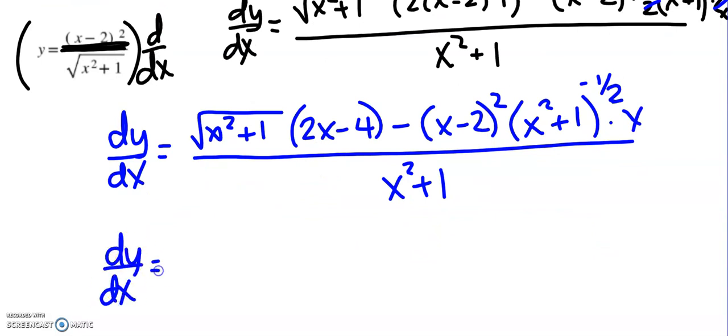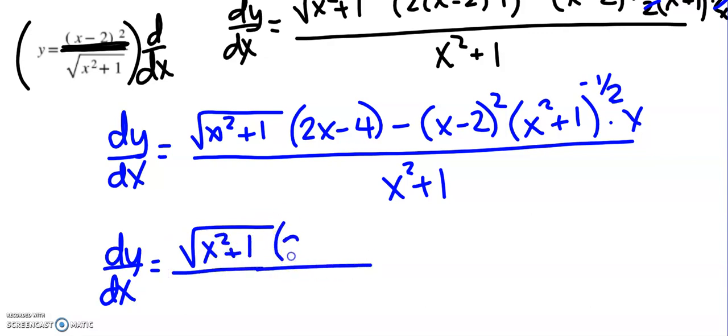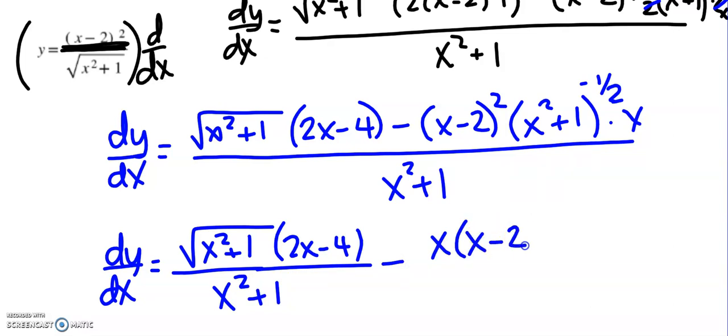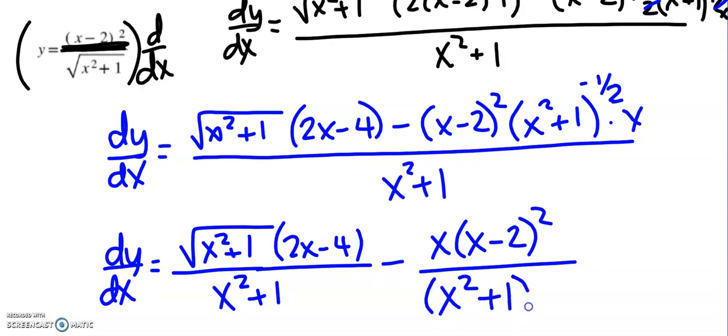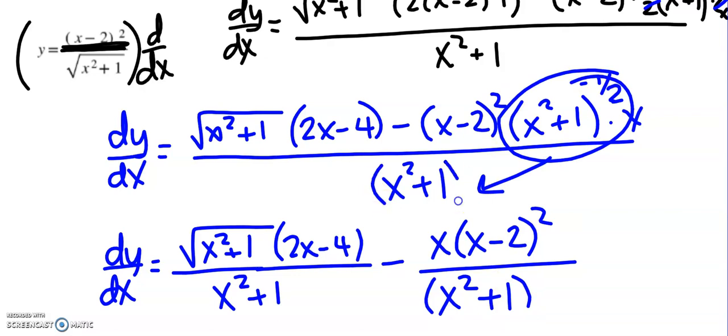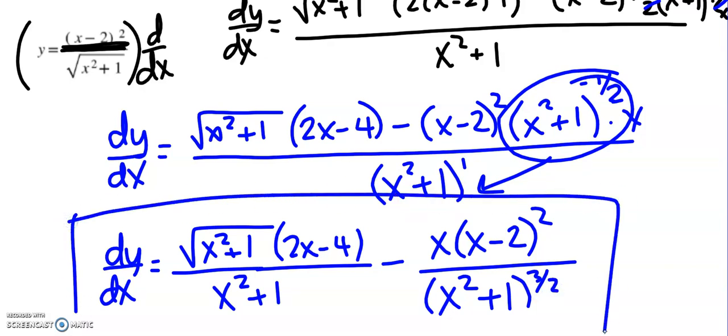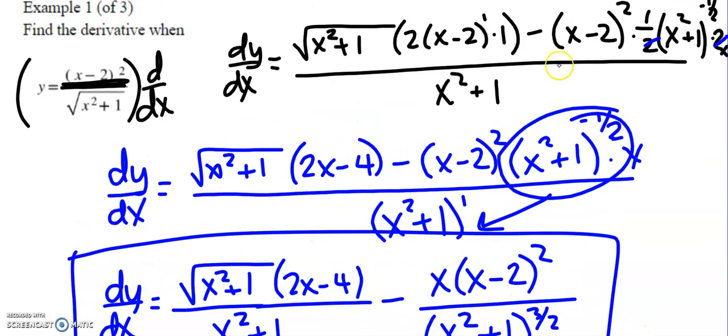Oy. Square root of x squared plus 1 times 2x minus 4 over x squared plus 1, minus (x minus 2) squared over x squared plus 1. This then would go down there, so it becomes a power of 1, and then times the half becomes the 3/2, and oy. There's my derivative, trying to get it to match for a nice multiple choice answer. Yikes. Overall, quotient rule. Okay.